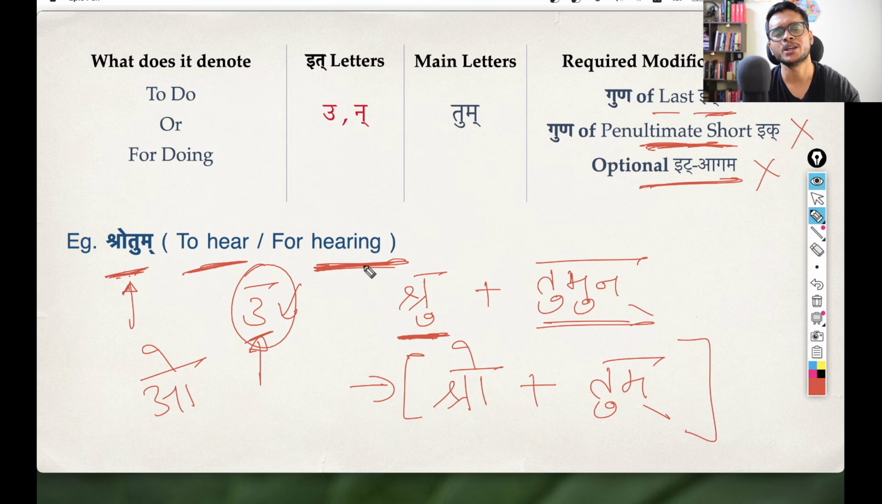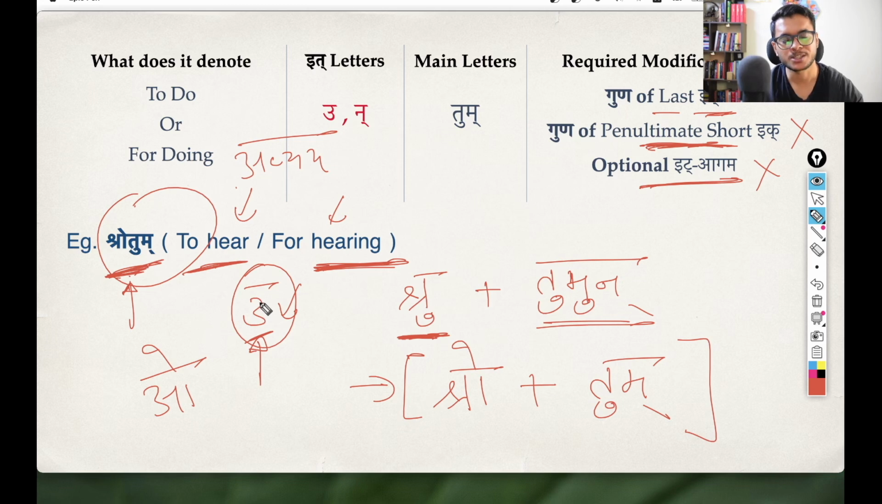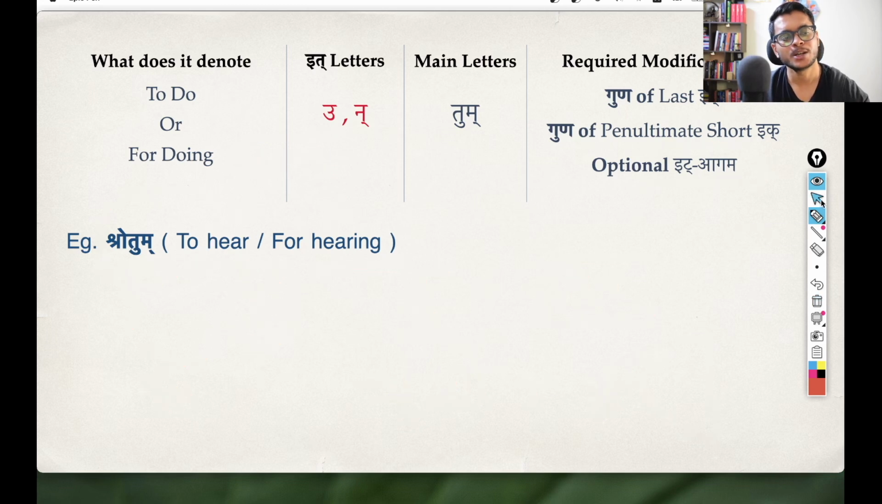So to hear, for hearing, to show the purpose or to show the desire. In any way, this shrotum can be used. And just like the twa and lyap suffixes, this shrotum also is an avyay, an indeclinable. So the form and the meaning are fixed. I hope all these points are clear.